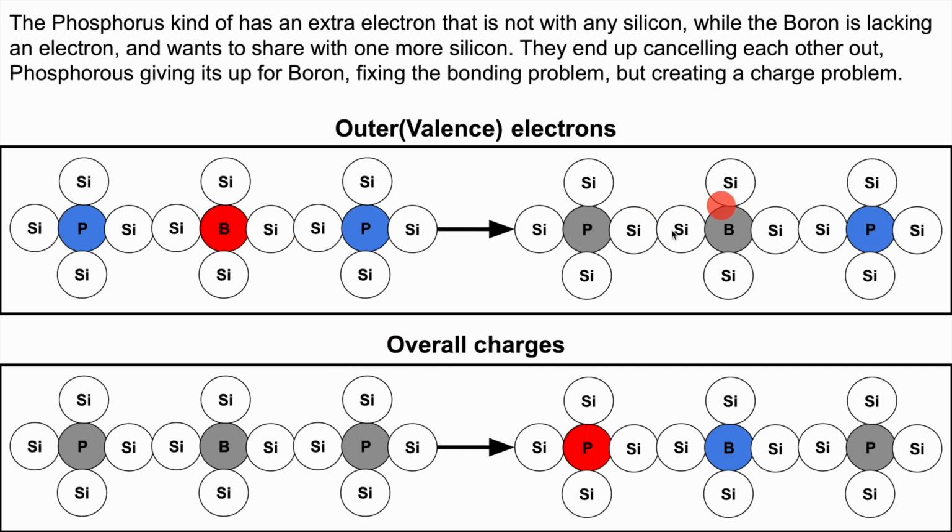But even though it seems like we solved the problem here, we create a problem in the overall charges. Because even if all of this is neutral, the boron has 4 outer electrons now. This is not natural because it has its protons outnumbered by electrons now. And this one is lacking electrons for its protons.